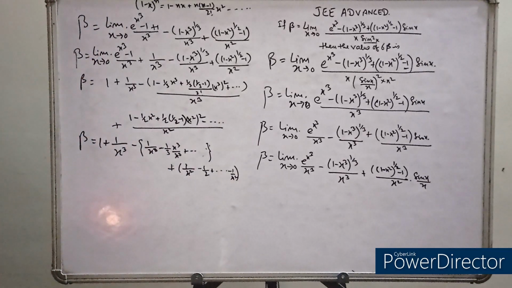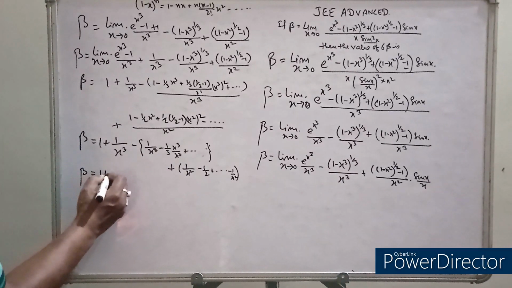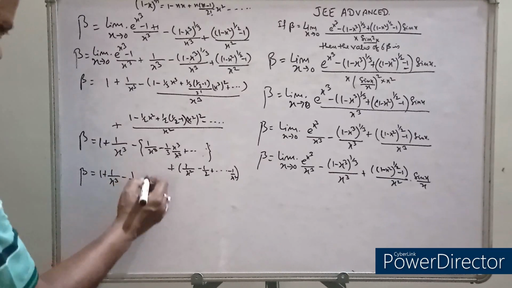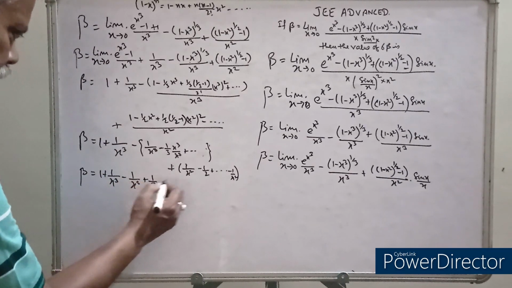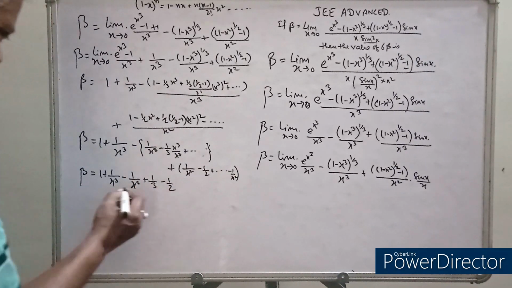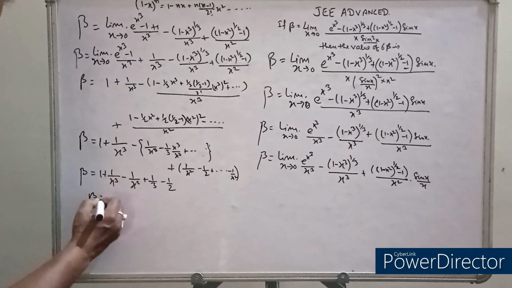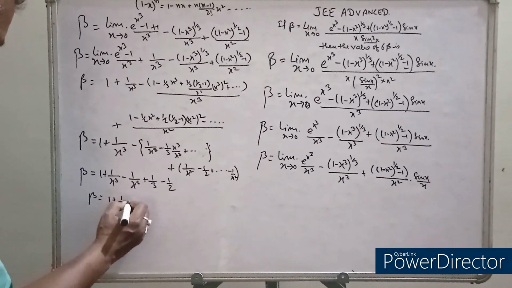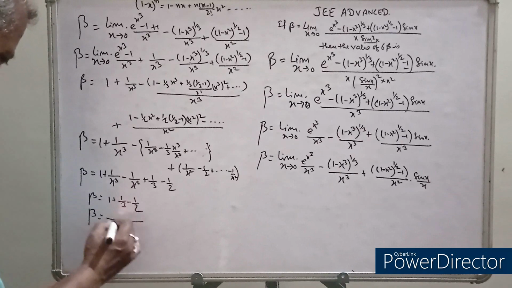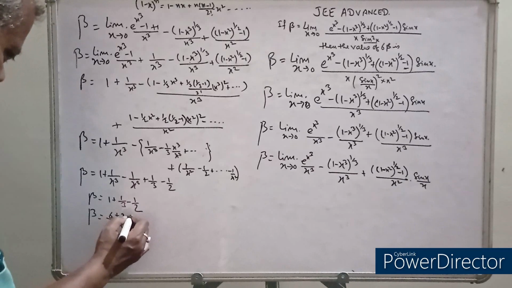So now I am going to open the bracket. Here beta is equal to 1 plus 1 by x cube minus 1 by x cube, plus 1 by 3, and here this and this cancel out, so it will be minus 1 by 2. Again this and this cancel out, so your beta will be 1 plus 1 by 3 minus 1 by 2. So here your LCM will be 6. So 6 plus 3, 2 minus 3.